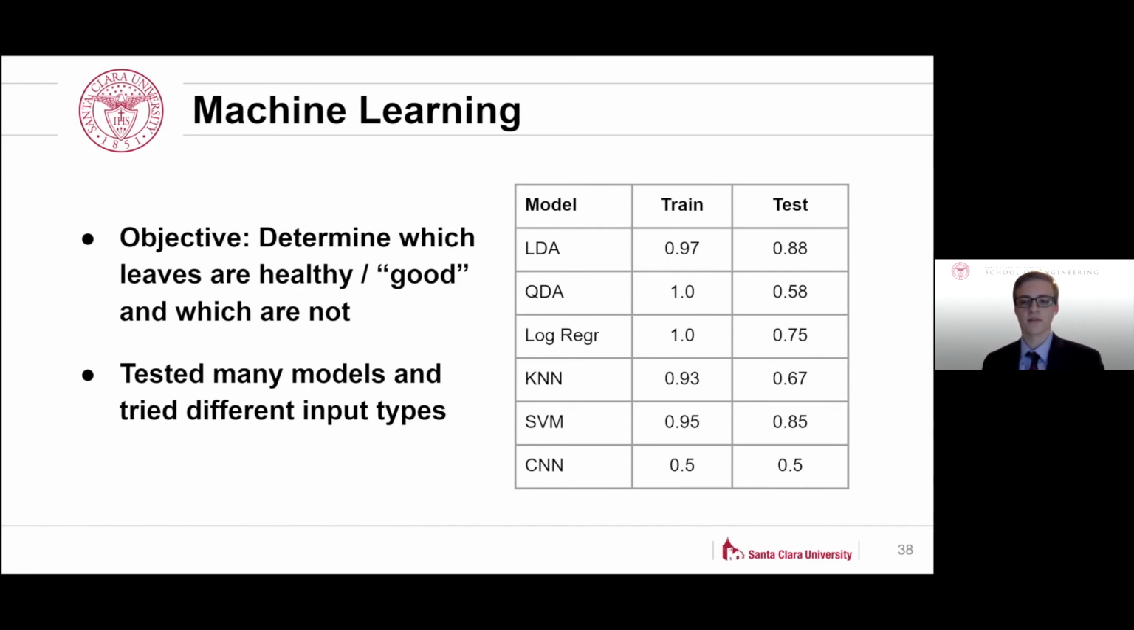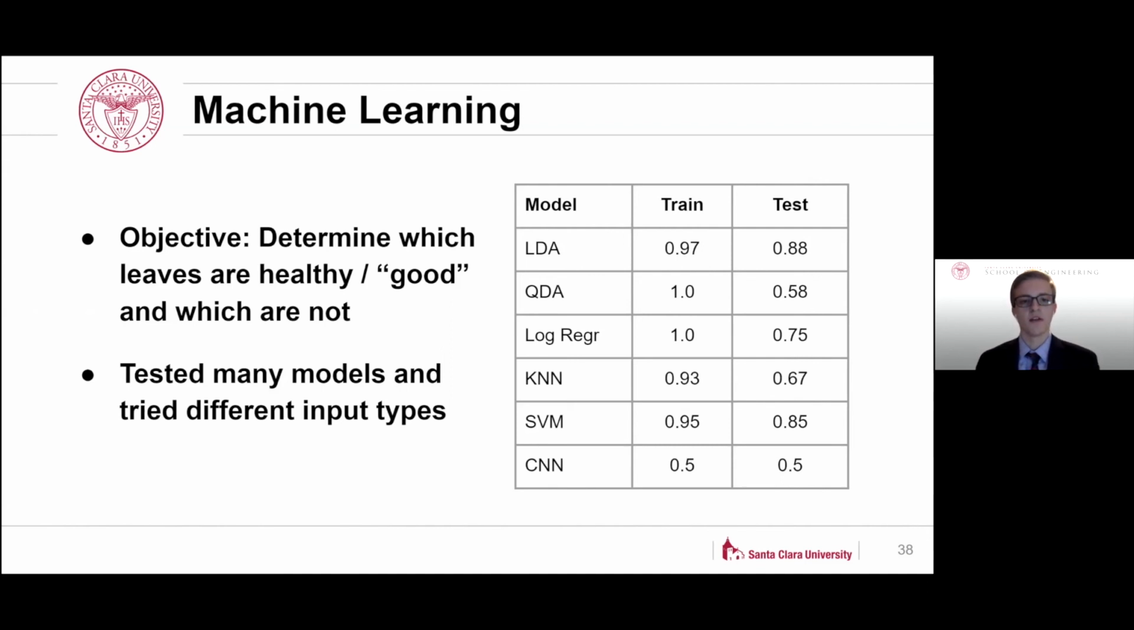We fed pixel data to a number of different machine learning algorithms, and you can see our results here. We have linear discriminant analysis up top, then quadratic discriminant analysis, logistic regression, k-nearest neighbors, support vector machine, and a convolutional neural network. Although we tried many different complexities of algorithms, it turned out that the simplest, LDA, was our highest, at a maximum of around 88% accuracy.